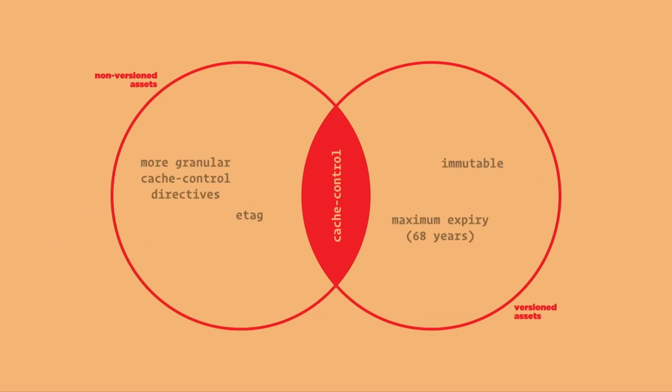if you've got non-versioned assets, you will need a cache control header, you will need more granular cache control directives, and you will need ETag. The moment you put a fingerprint on that file, which your build step has done for you already, you still need a cache control header with an immutable directive, your maximum max age, and no ETag whatsoever.